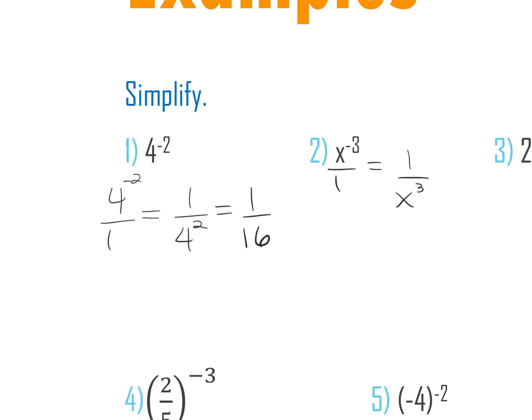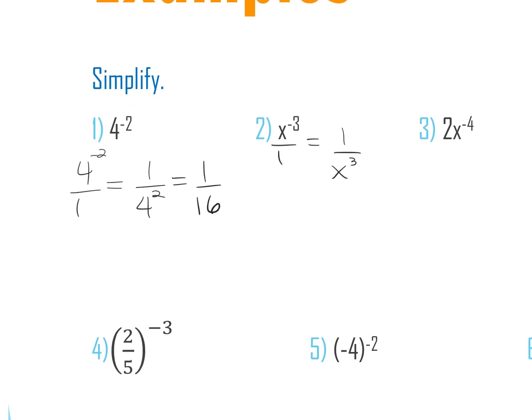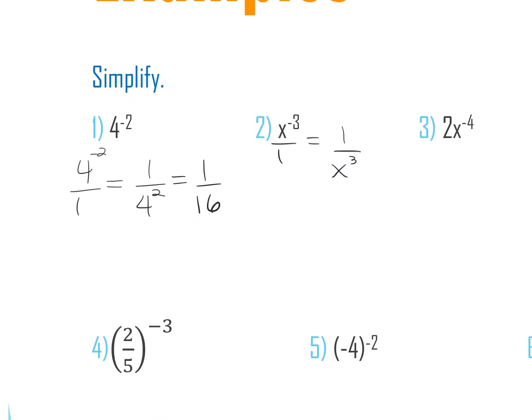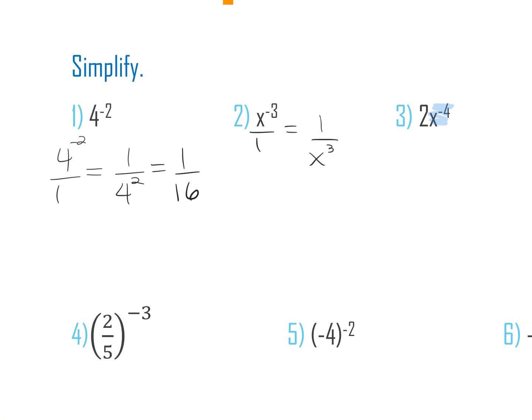Now for the next one, that -4 is only on the x. It's not on the 2. So the only thing that I'm moving is the variable x. The 2 is going to stay in the numerator, and then the x to the -4 moves to the bottom of the fraction.